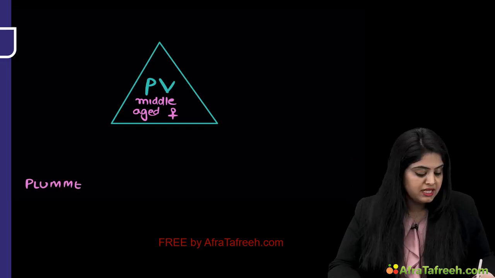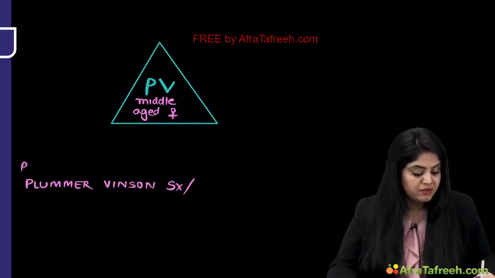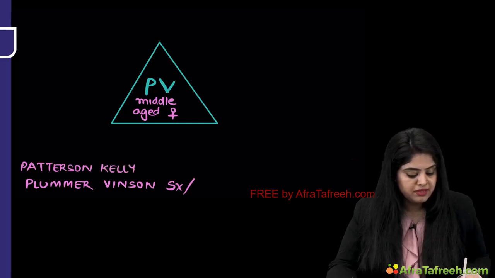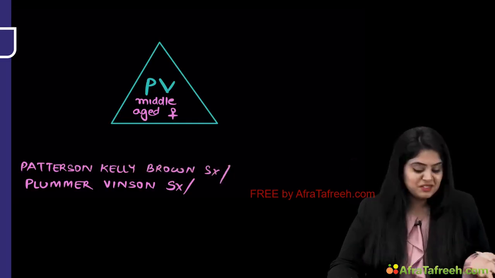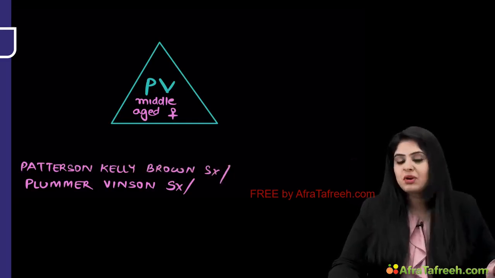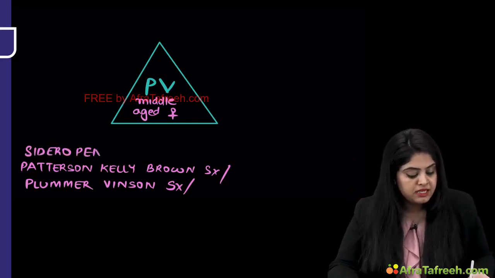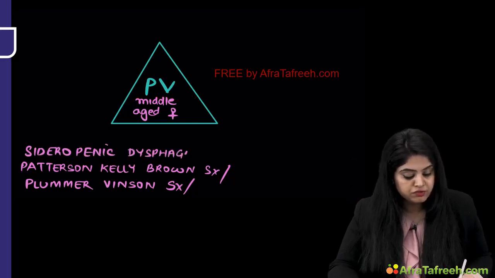Ma'am, can you give me any name that will give me some hint, for cheating? Okay, I'll give you one more name. Plummer-Vinson syndrome is also known as Patterson-Kelly-Brown syndrome. This is again cheating because I don't get to know anything. These are names of people. What will I get to know? Now I promise I'll tell you a name, and that name is sideropenic dysphagia. This is going to make a lot of sense over here.